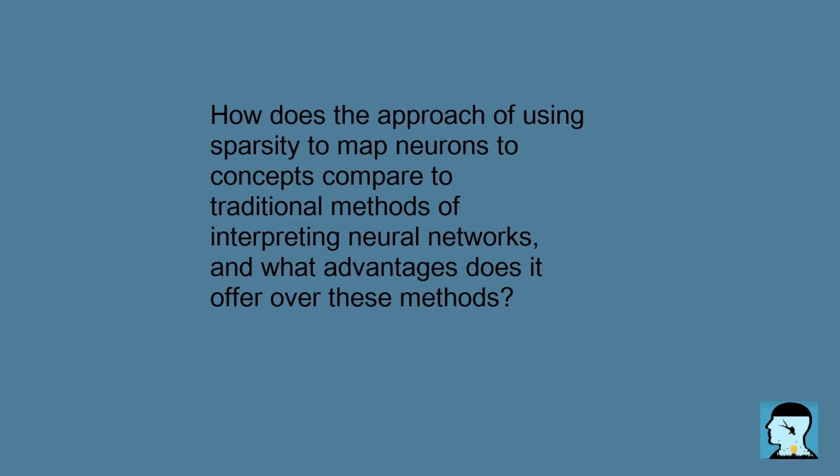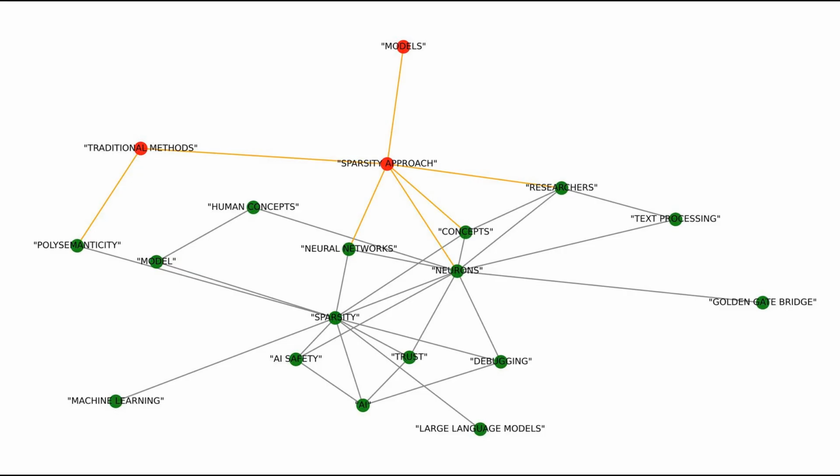How does the approach of using sparsity to map neurons to concepts compare to traditional methods of interpreting neural networks, and what advantages does it offer over these methods? The approach of using sparsity to map neurons to concepts offers several advantages over traditional methods of interpreting neural networks. So, here's how they compare.